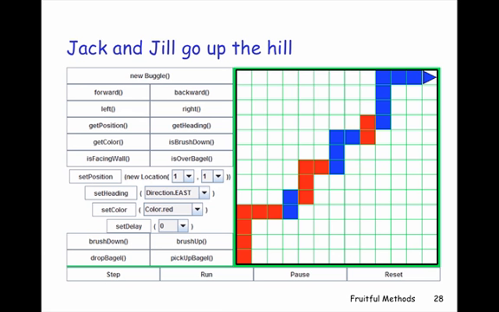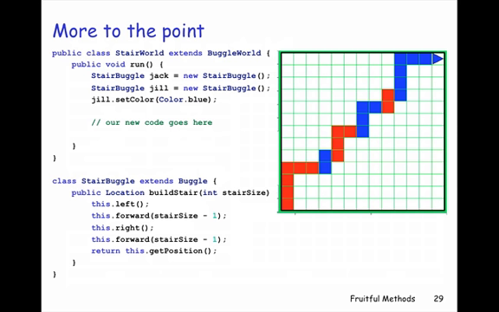So now let's take a look at an example. We're going to have two stair bugles in this example called Jack and Jill, and they're going to walk up the hill together making this pattern. So here we have a stair world, and we have two stair bugles, Jack and Jill. We're going to distinguish them. Jack is going to be the default red, but we're going to set Jill's color to blue.